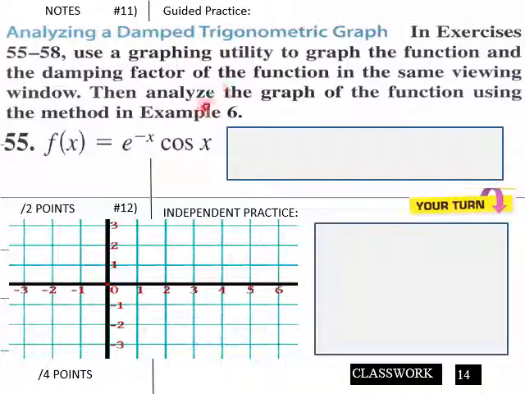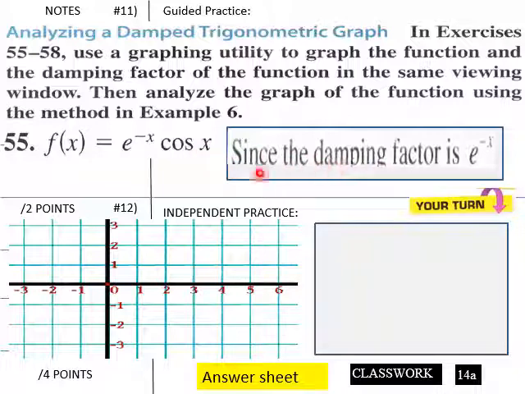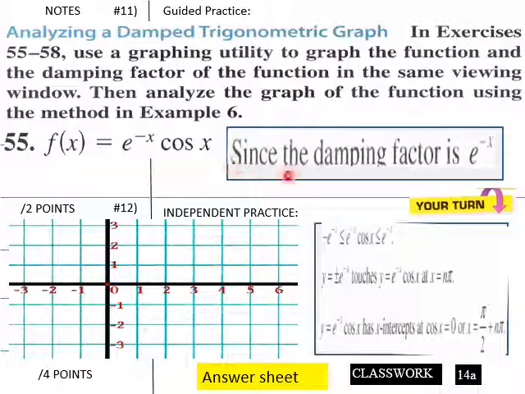So let's try one. Using a graphing utility, graph the function and the damping factor of the function in the same viewing window, then analyze the graph of the function using the method in example 6. So we have e to the negative x cosine x. For this one, the damping factor is e to the negative x. We're going to use this as our damping factor, and then we're going to take the negative of that. The absolute value of e to the negative x cosine x is less than or equal to e to the negative x.